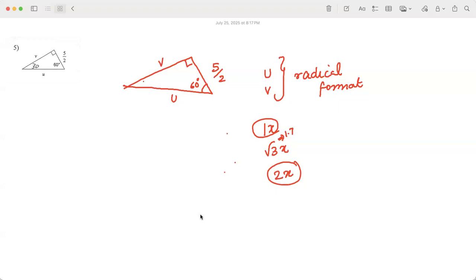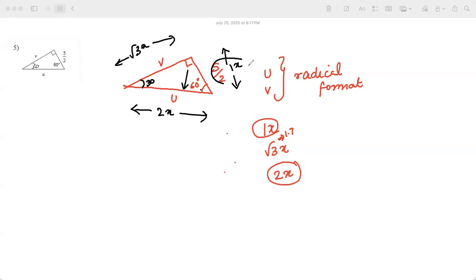See, guys, here there is no Pythagorean theorem, nothing of that sort. You all know the ratio of the sides. This is 30, so the opposite thing is 1x. The one that's opposite to 60 is root 3x. The one that's opposite to 90 is 2x. Now it's very easy, guys.